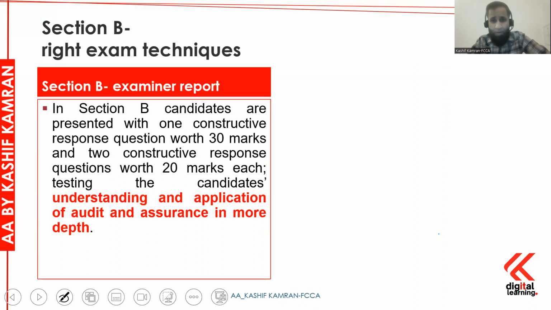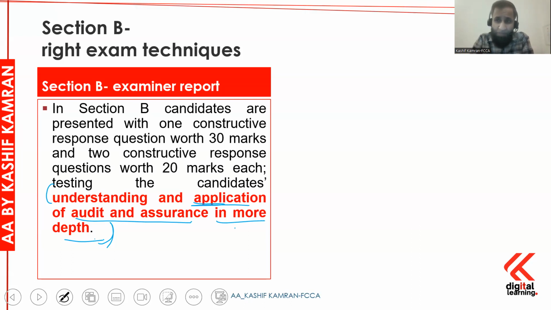We discussed that yesterday on day one. The important thing I would like to emphasize is the red statement: understanding and application of audit and assurance in more depth. So the examiner expects in section B that you have an application of the audit and assurance syllabus in more depth, because these are descriptive questions. But the good thing with section B is it's so predictable. It's so organized. It's so systematic. You know what comes in section B, and that is the best thing you can excel on in the section.